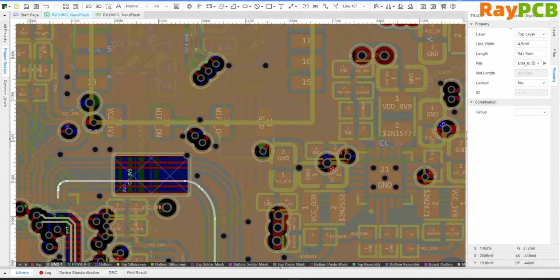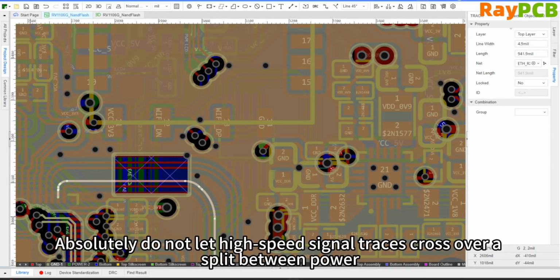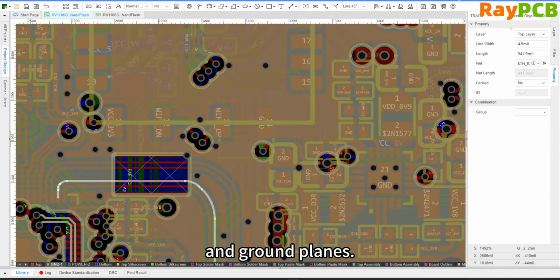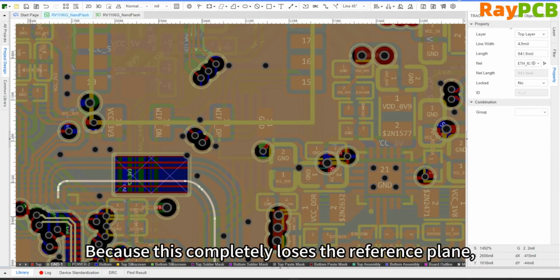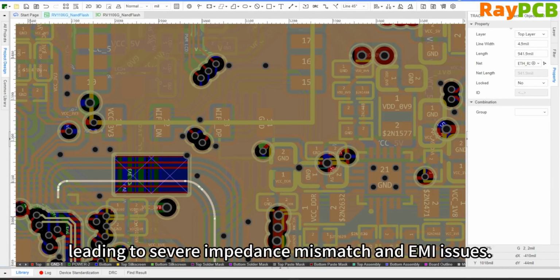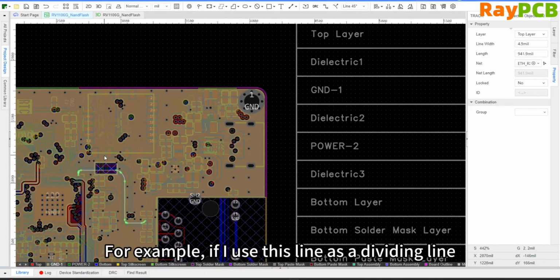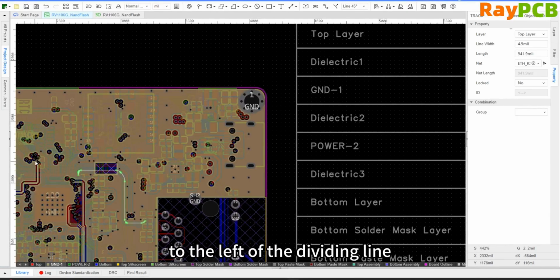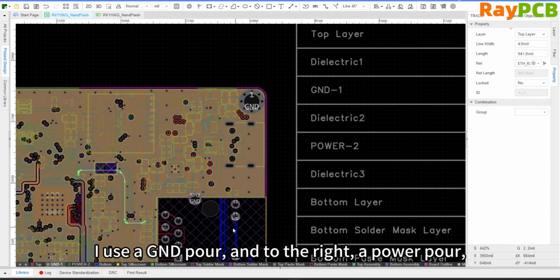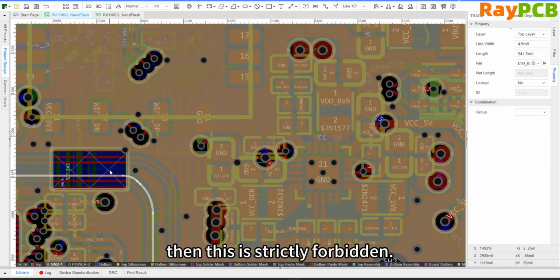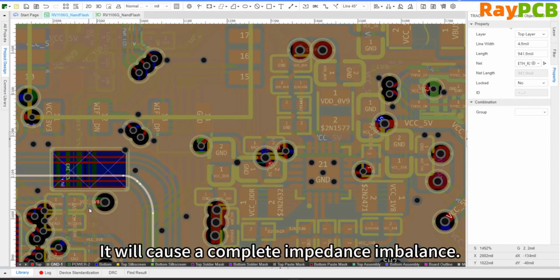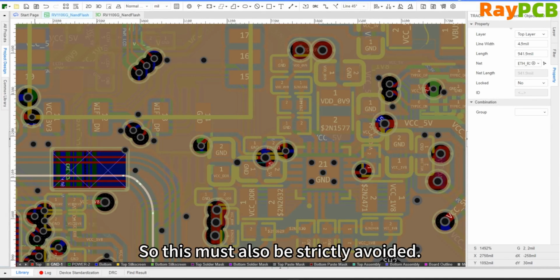Next, avoid having high-speed traces cross over different zones. Never let high-speed signal traces cross over voids in the power or ground planes because this will completely lose the reference plane, resulting in severe impedance mismatches and EMI issues. This is even more serious. For example, if I use this line as a boundary on this layer, I use ground on the left side of the stack up and cover a section of power on the right side. This is strictly prohibited. It will cause a complete imbalance in impedance, so this must also be strictly avoided.